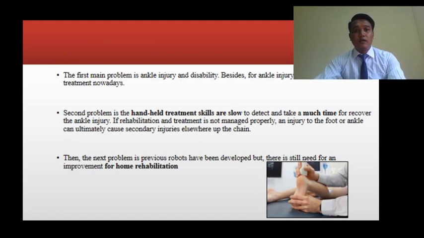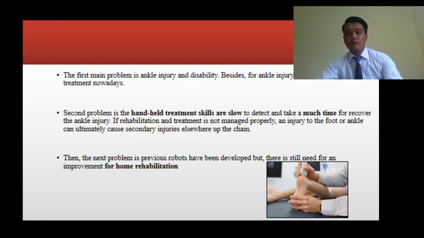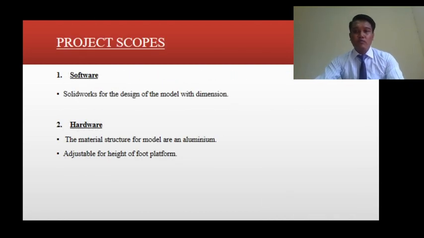Nowadays, there are a lot of these rehabilitation robots, especially at hospitals, physiotherapy units, clinics, and health centers. The existing models are very expensive to use and heavy. For the project scope, I focus on two types, which are software and hardware. For the software, I use SolidWorks to design the model with dimensions. For the hardware, the material structure of the model is aluminium, with an adjustable height for the foot platform.